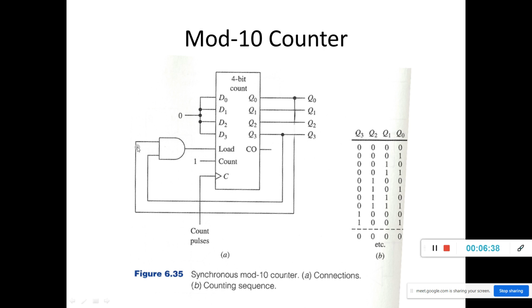This is a synchronous mod 10 counter and we have shown the connections here. Count pulses are there, count enable signal is there, load signal is there, D0, D1, D2, D3 are the inputs, Q0, Q1, Q2, Q3 are the outputs. You can see here Q0, Q1, Q2, Q3. Cout is carry out. It becomes 1 when the count reaches 1, 1, 1, 1 for the normal binary up counter. This carry out signal is used for the cascade connections, that is, for a higher number of bits.